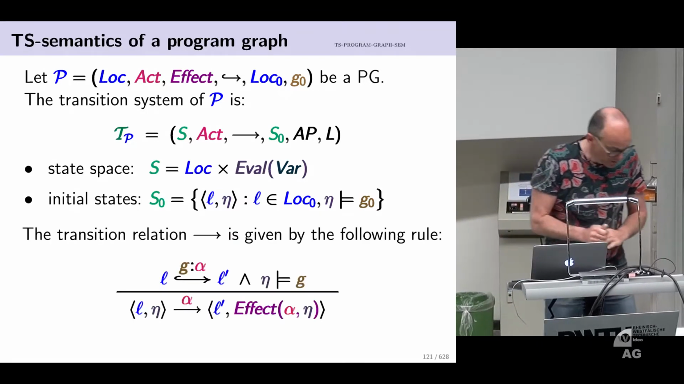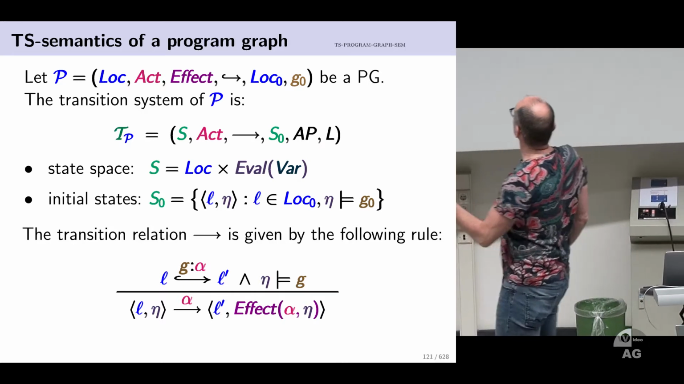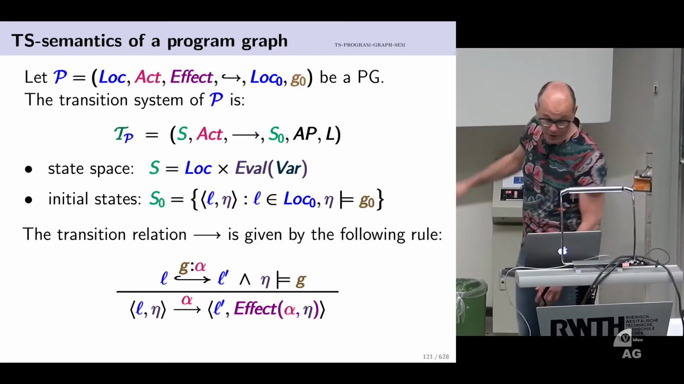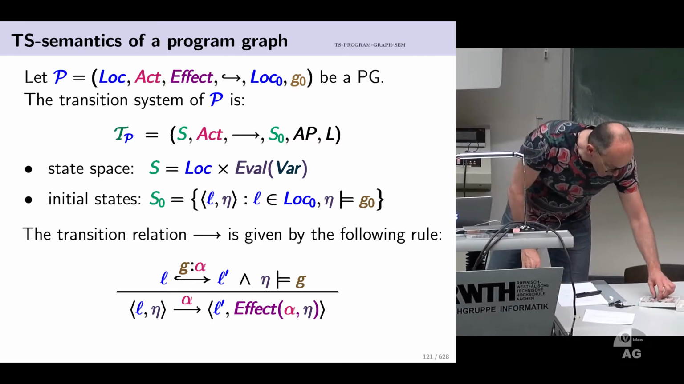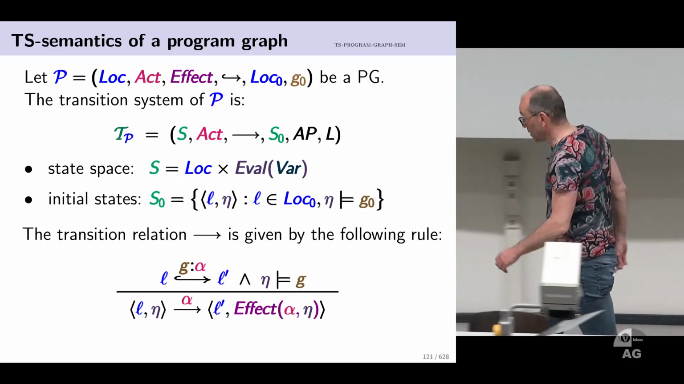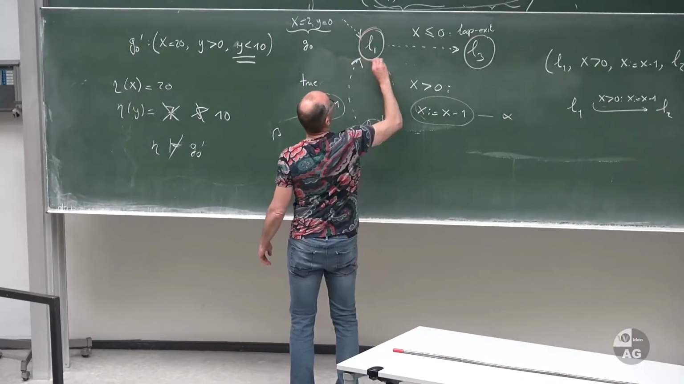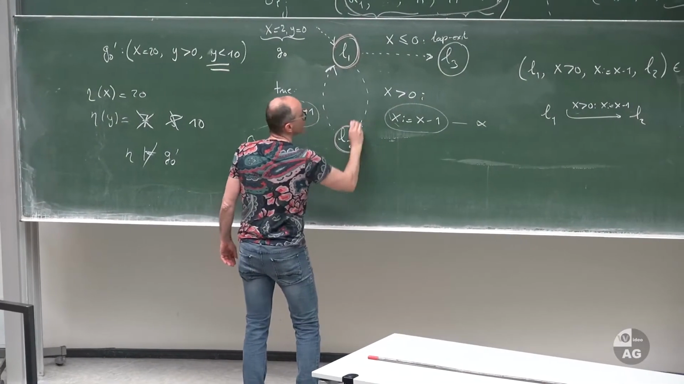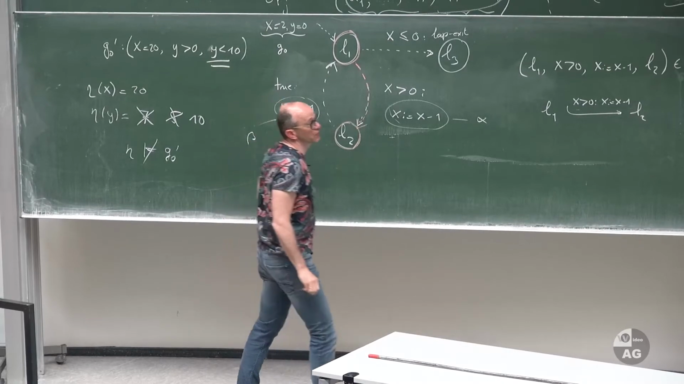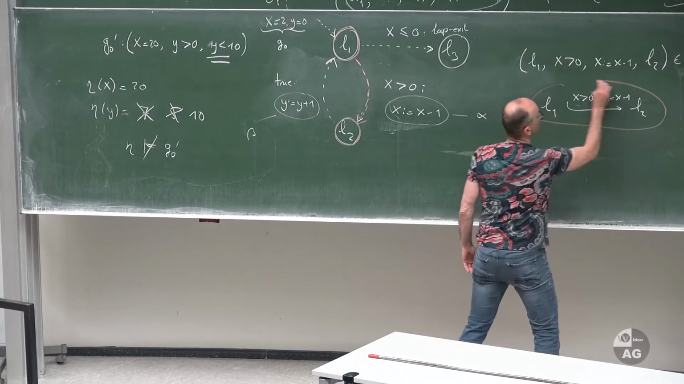Good. The hardest part is maybe the transition relation. So what's the transition relation? This is given as follows. In the graph, we go from L to L prime. So let's make an example. In this graph, I move from L to L prime. I'm moving from L1, in my case, to L2. Let's suppose I take this edge. Okay? Good. So that means I'm going to take this edge.